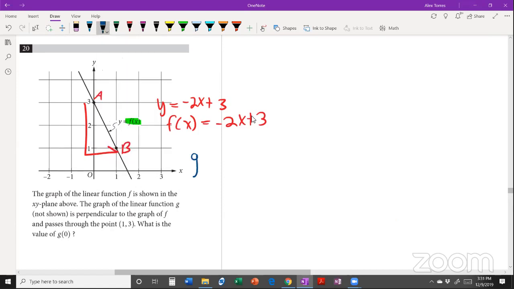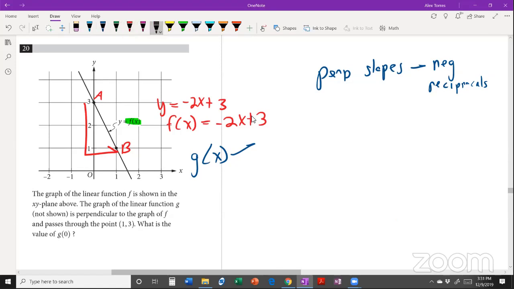But then we have g of x, which is perpendicular. So perpendicular slopes are the negative reciprocals of one another. So if our slope is negative 2 over 1, we're going to flip that upside down to 1 over 2 and multiply it by negative 1, so it actually becomes positive. So the slope of line G is 1 over 2. And we're being told that line G passes through 1, 3.